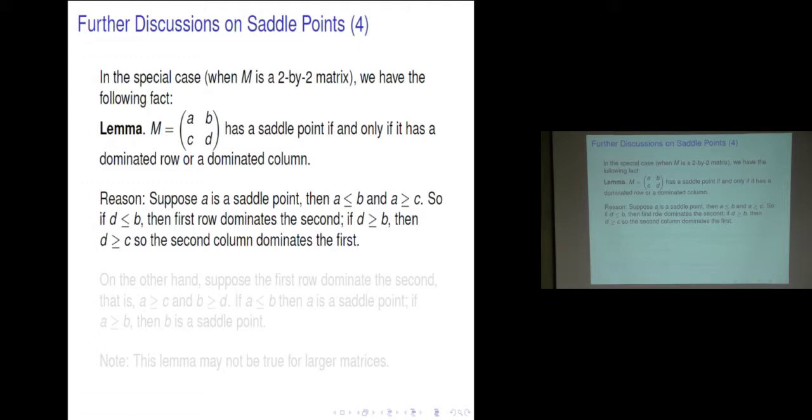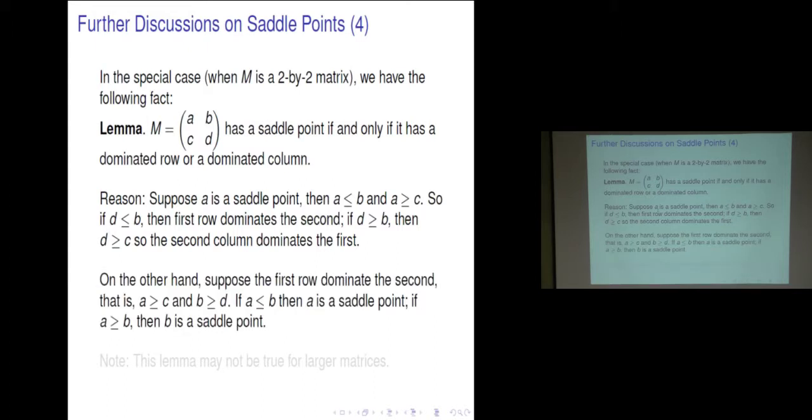So this is from left to right. Now, how about the other way? Suppose I have a dominant row or a dominant column, can I have a saddle point? The answer is yes. Suppose the first row dominates the second, so suppose AB dominates CD. In other words, A is bigger than or equal to C, and B is bigger than or equal to D. Now let's consider two cases.